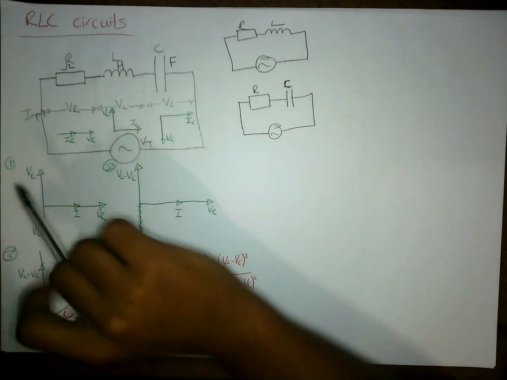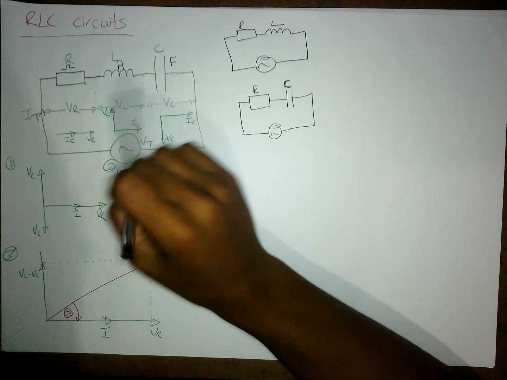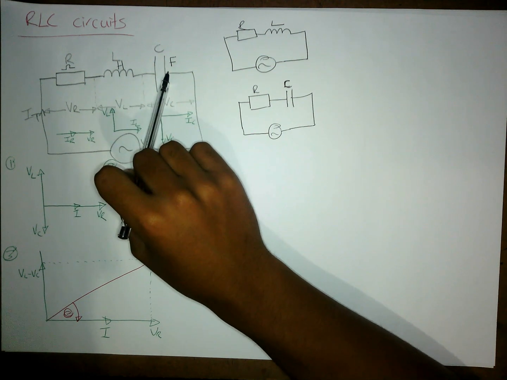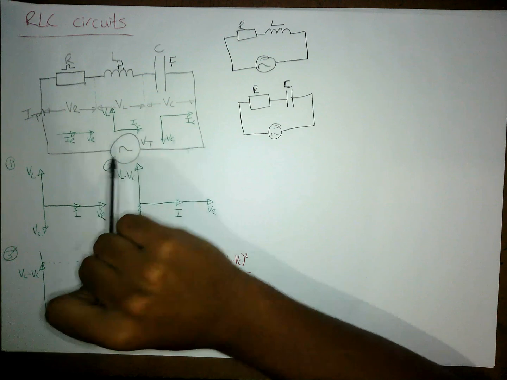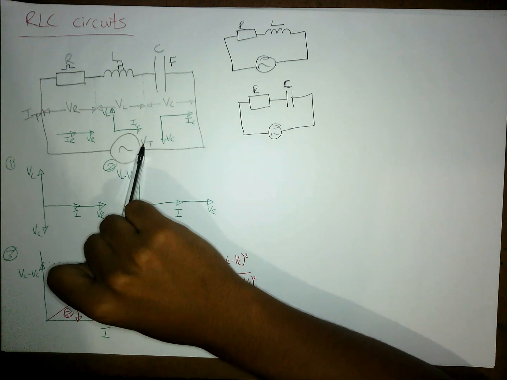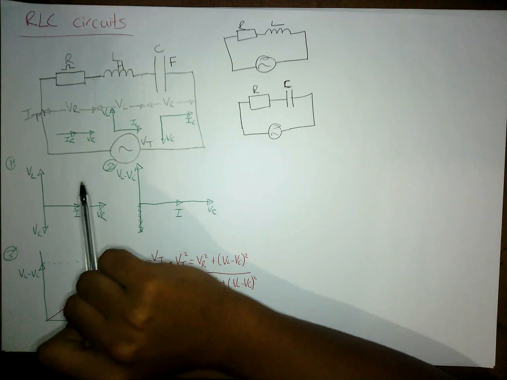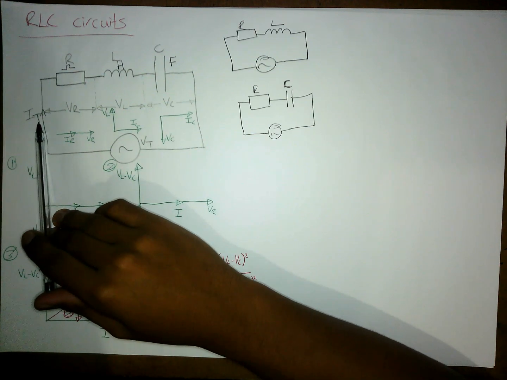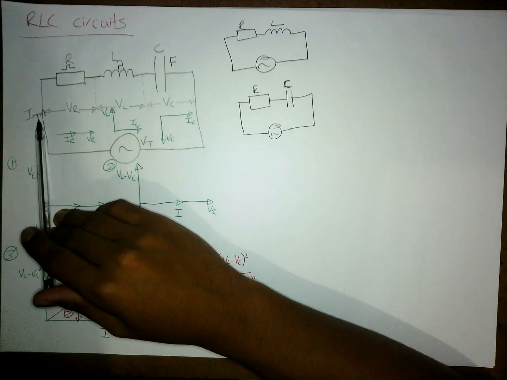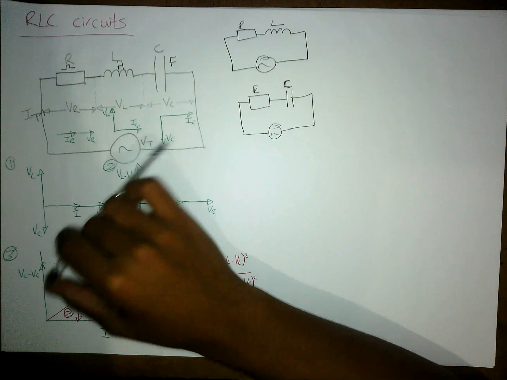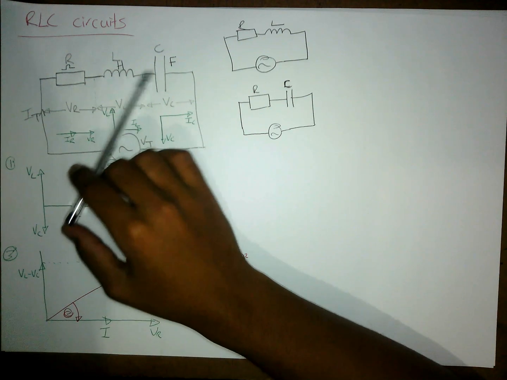Okay, so in this circuit over here, we have a resistor, an inductor, and a capacitor. We have an AC supply, then this is our total voltage, and we have our current, our I total. In a series circuit, the current is constant throughout the whole circuit.